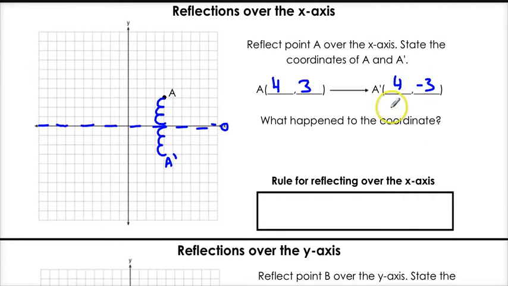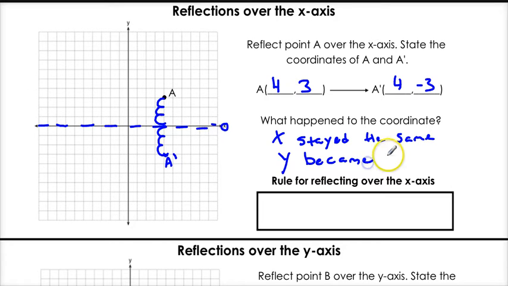All right, so what happened to the coordinate here? Well, if you just look at these coordinates and not the points, all we see is that x stayed the same, and y became negative. And that's going to be true for all reflections over the x-axis.